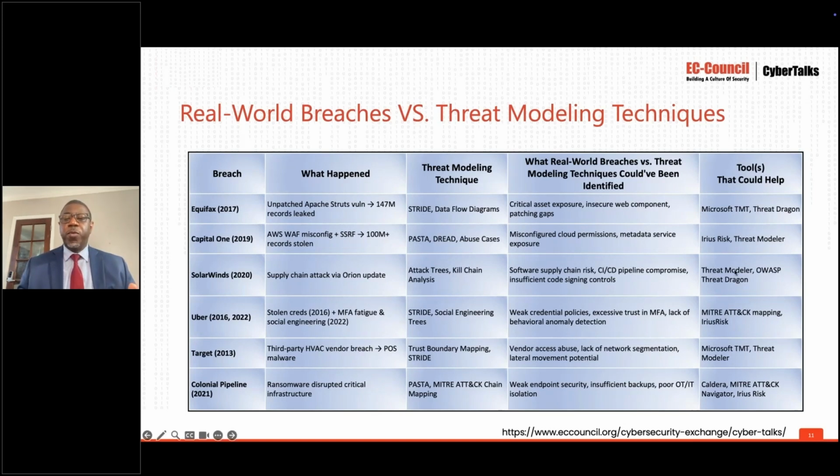Some of the threat modeling tools that could have been used to assist the Capital One team in doing that could have been IriusRisk or ThreatModeler.